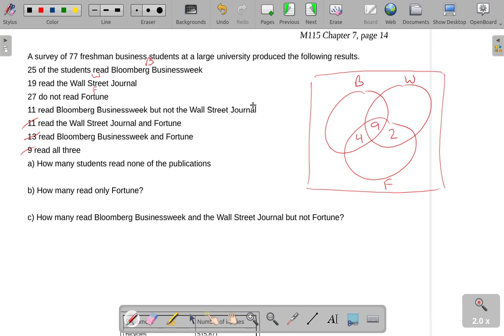11 read Bloomberg, but not the Wall Street Journal. So we're not talking about this region right here, which would be if they read both Bloomberg and the Wall Street Journal. Instead, we're taking Bloomberg and removing those who read the Wall Street Journal. That leaves this region right here, and in total, that should be 11 people. 4 of them are accounted for, which means there should be 7 in that region.